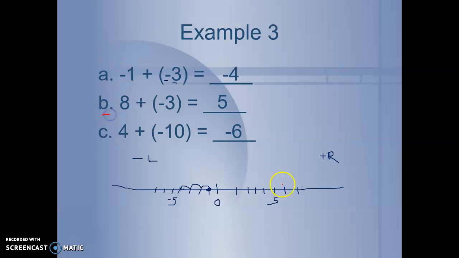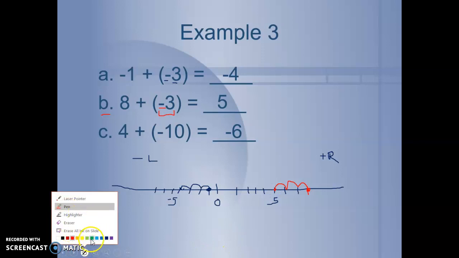For the second problem, I'm starting at 8, at a spot here. And I'm moving to the left 3. That negative sign tells us left. 1, 2, 3, and landed at 5, which is what our answer was.